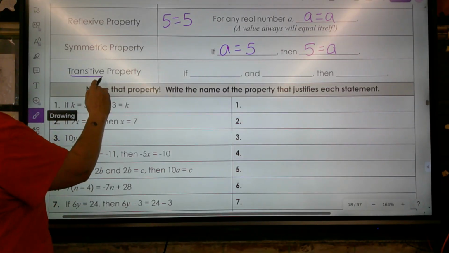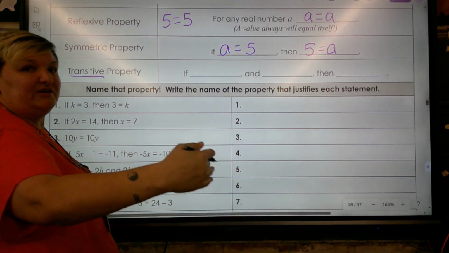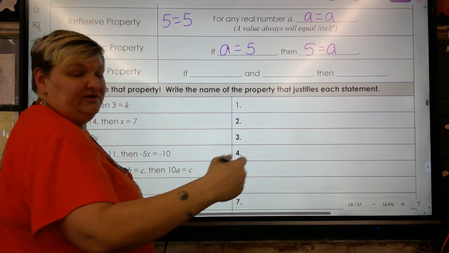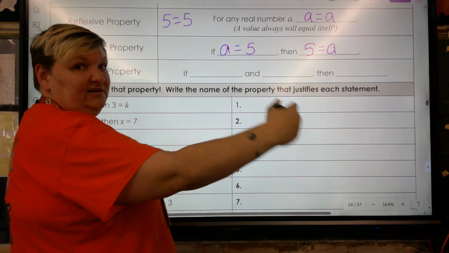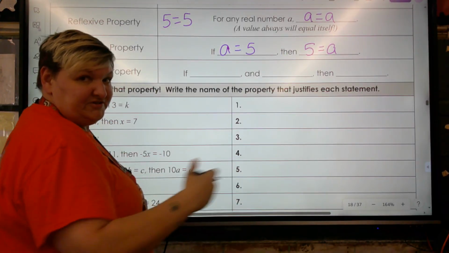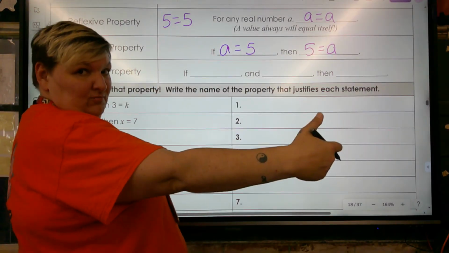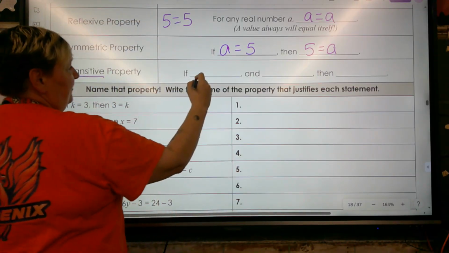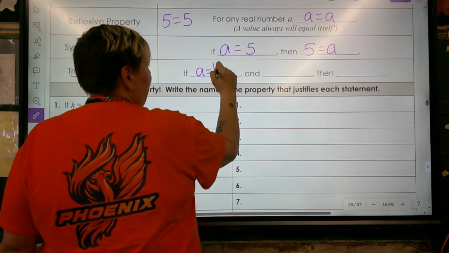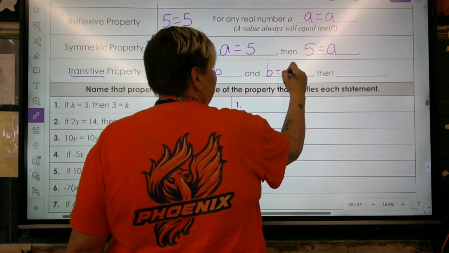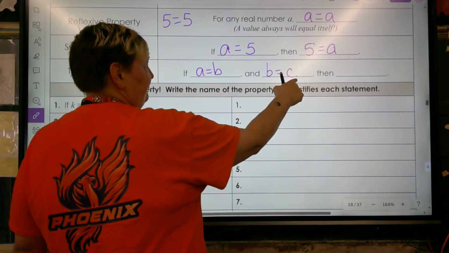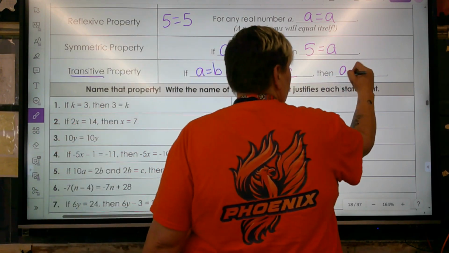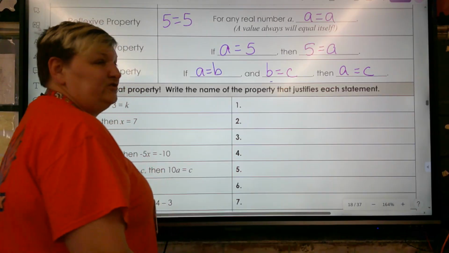And transitive property, transit. Transit's like bus stops. You stop at stop 1, stop 2, stop 3. Eventually you started at stop 1 and you ended at stop 10. You made a bunch of stops in between, but you still got from 1 to 10. So, transitive property says if A equals B and B equals C, then A equals C. You can skip the B.